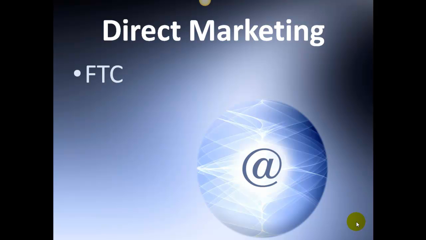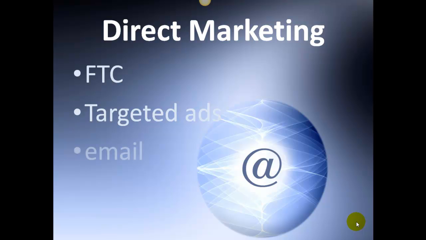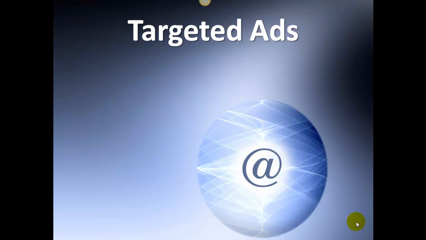But today, direct marketing on the internet is accomplished primarily in two ways. The first way is with targeted ads, and the second means of reaching people with direct marketing is email. So let's take a look at targeted ads first, because targeted ads use some very, very sophisticated formulas and algorithms.